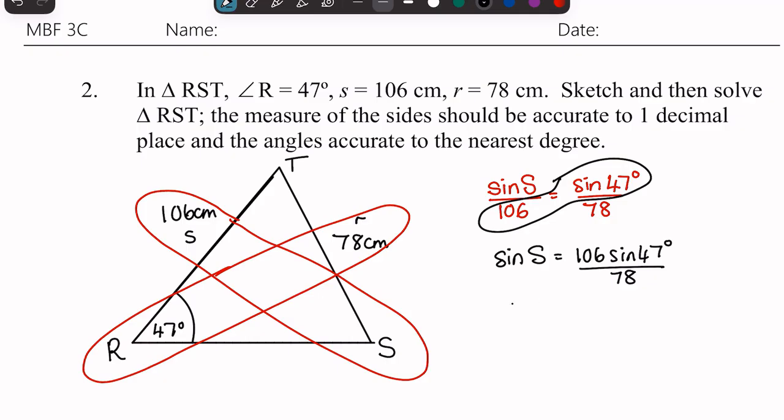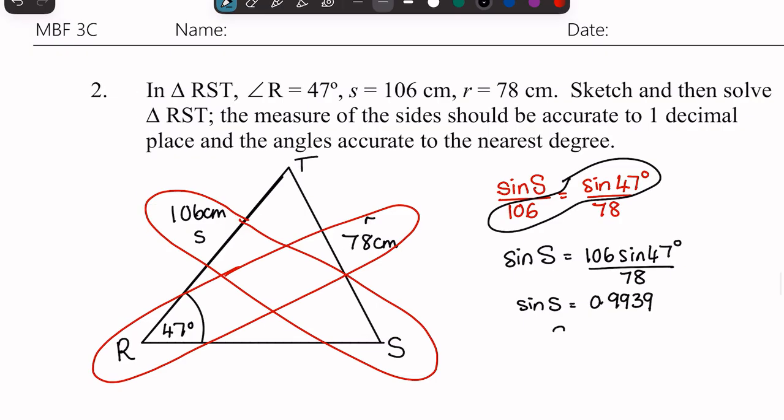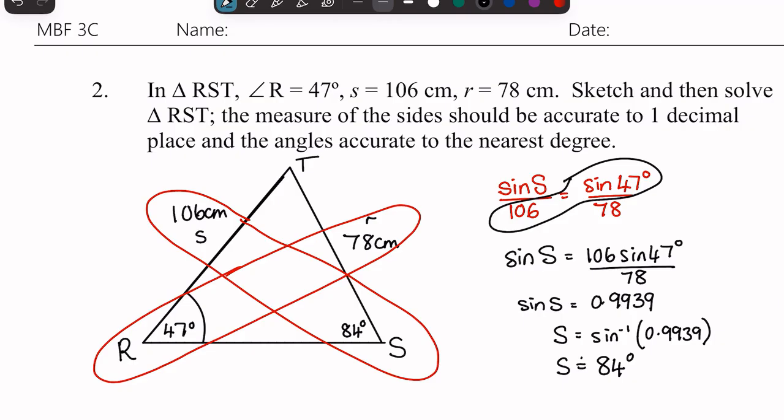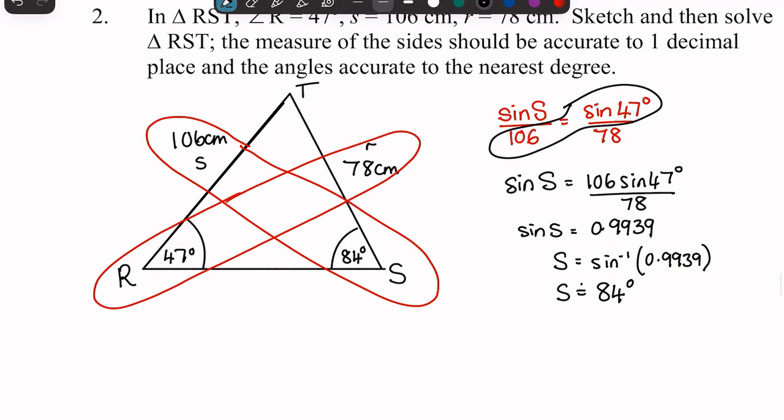You get the answer of sine S equaling 0.9939. Leave that value in your calculator and immediately press your shift button, then sine, then equals to get the inverse sine of it. And that should give you the value of 84 degrees when it's rounded. And well, my diagram wasn't too bad. It kind of looks sort of near 84. There you go. All right, so we've got that angle done.